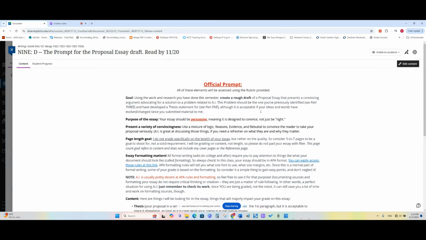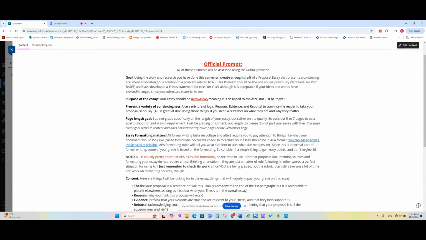The purpose of this essay, which is a proposal essay, is to choose a topic, highlight a problem that's associated with that topic, and then offer a solution. So you're proposing a solution for the problem. This essay should be persuasive, so you're going to try to convince whoever your audience is that they should incorporate your solution.